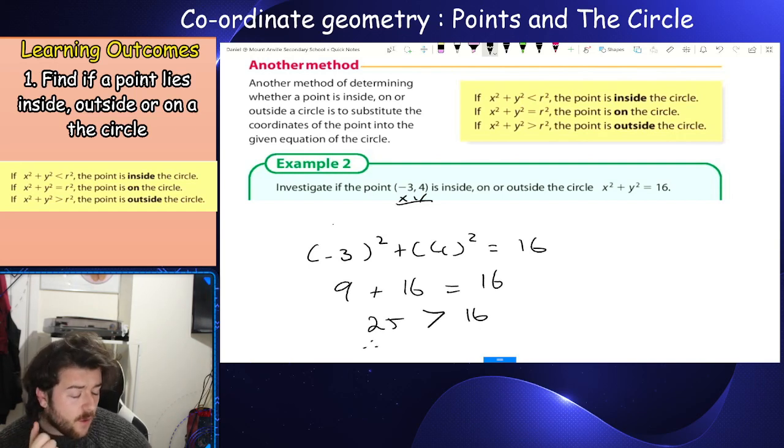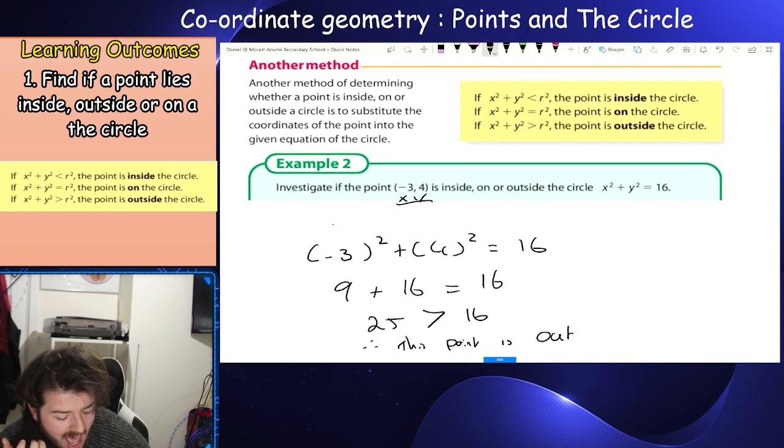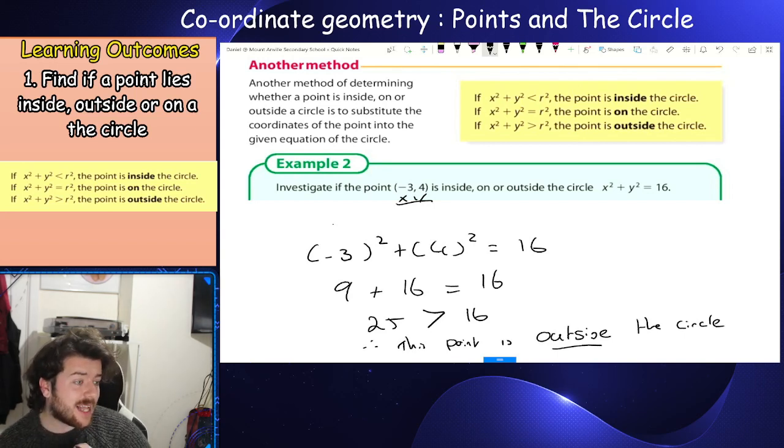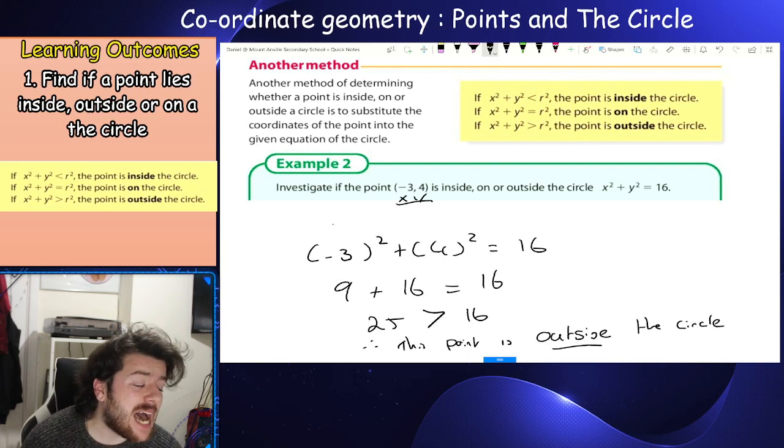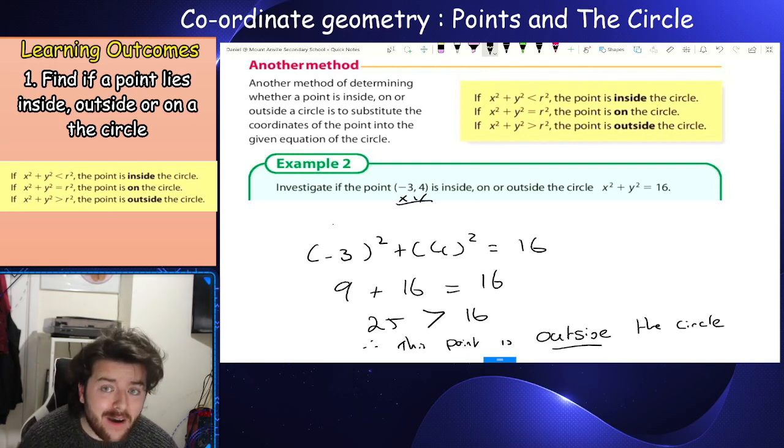So therefore, since it's greater than 16, this point is outside the circle. And this point is outside the circle, ladies and gentlemen. And that is how we find if a point is inside, on, or outside a circle.